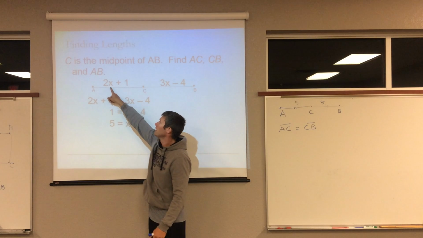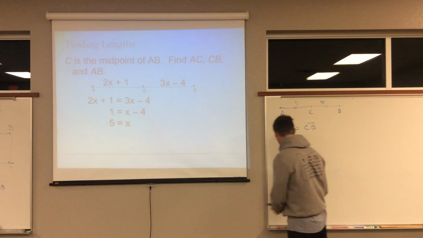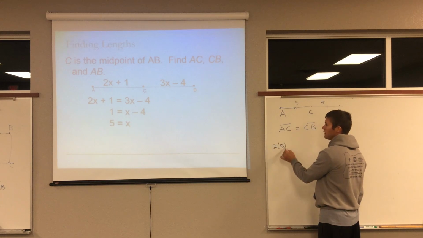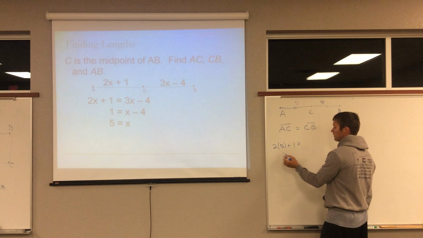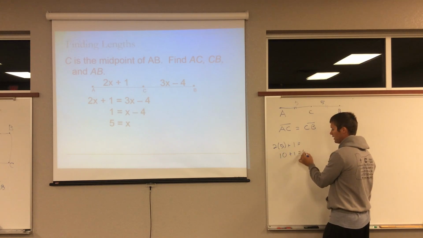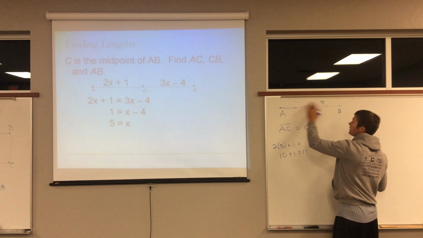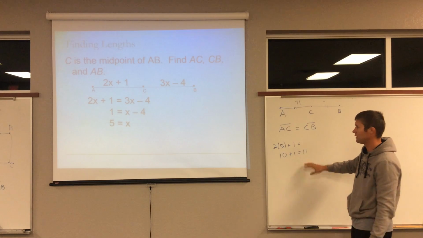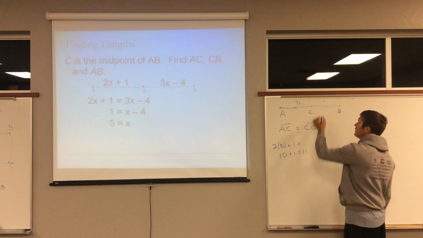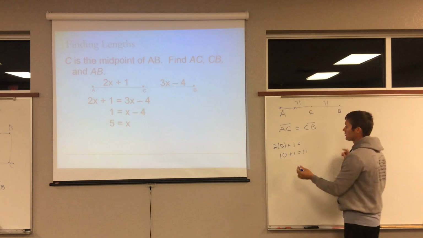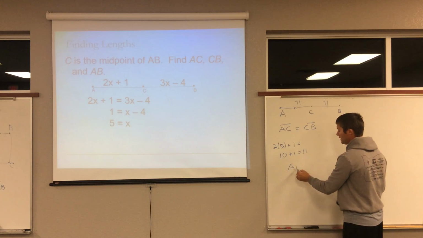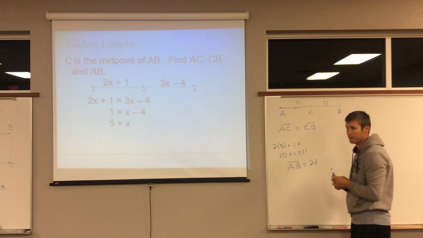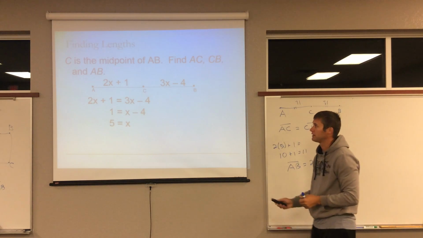Well, I take 5, plug it in. So we'll go ahead and do it here. So we take 5, we go 2 times 5 plus 1 equals, well, that's 10 plus 1 equals 11. So we know from here to here is 11 units. I don't need to do the math for the other part because I know it's going to be the same thing because it's congruent. So this is 11 units. So it makes the whole thing, A all the way to B, 11 plus 11, which is 22 units. So that's how we can find it.